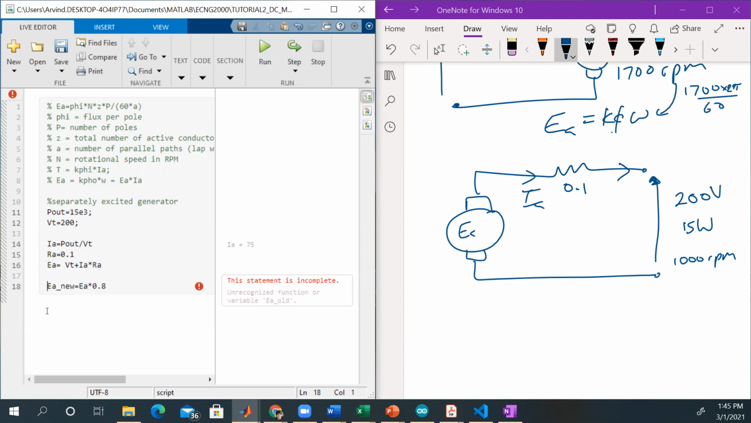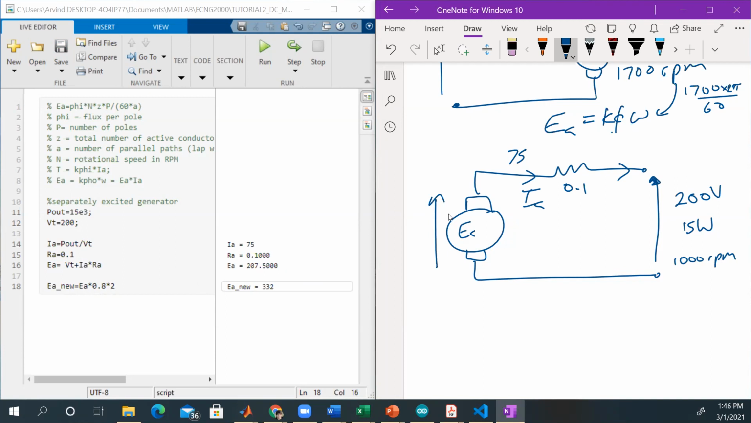Wait, I think I made a mistake there. Anyway, we'll figure it out as we go along. All right. I think it's supposed to be EA by 0.8 by 2. Yeah, it would be related to the speed is doubled. Okay, cool. All right, so let's see. So we have IA is P out on VT, so we get 75 amps, right?